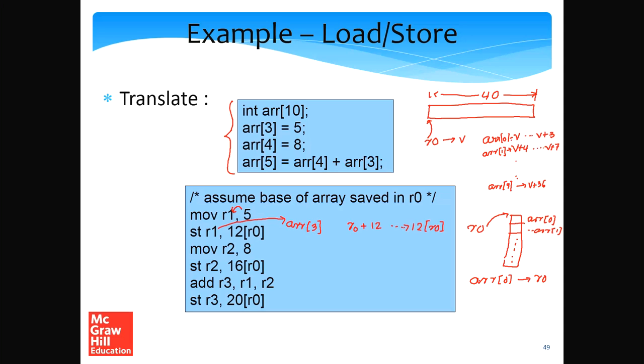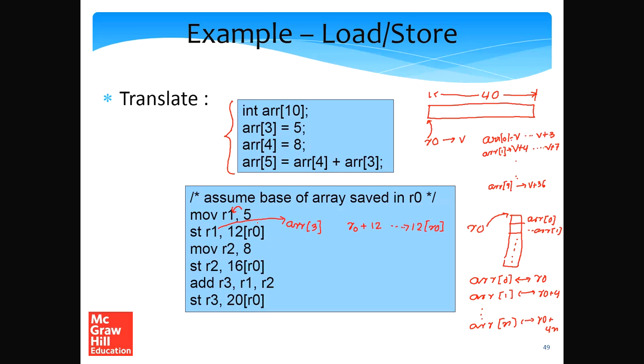R0, let's say. The starting address of array 1 is R0 plus 4, 4 bytes, because the size of one integer is 4 bytes. Similarly, the starting address of array n is R0 plus 4n. So that's the reason the starting address of array 3 is 12(R0).